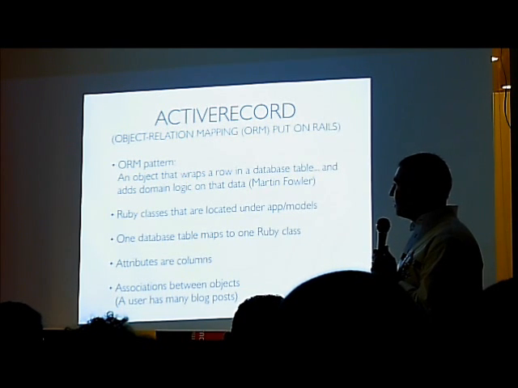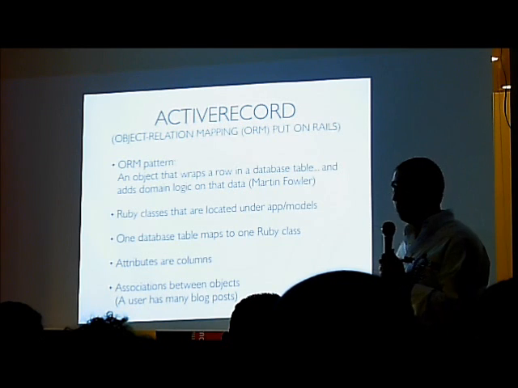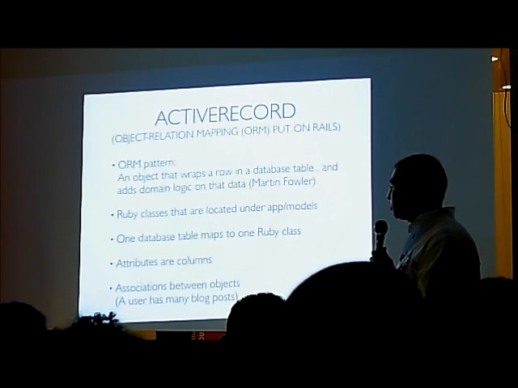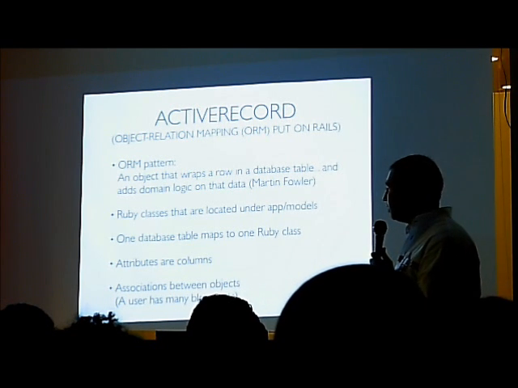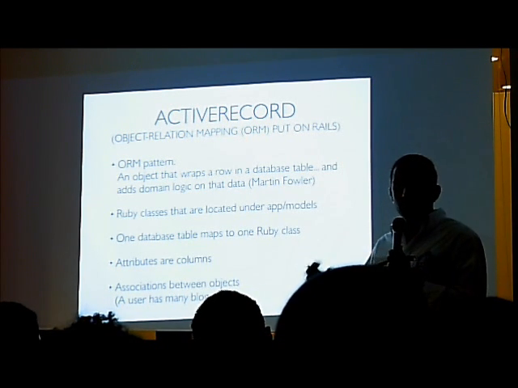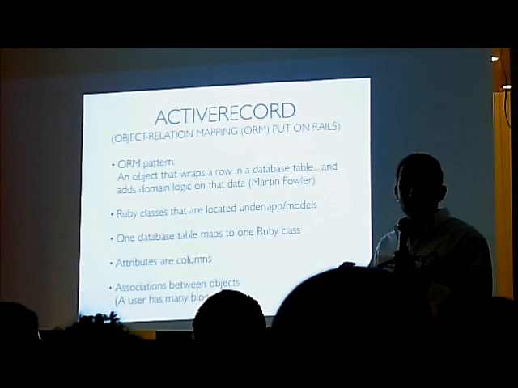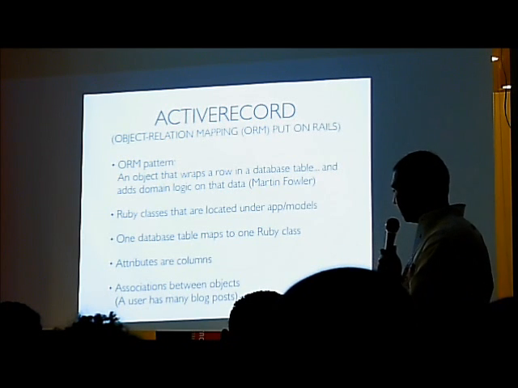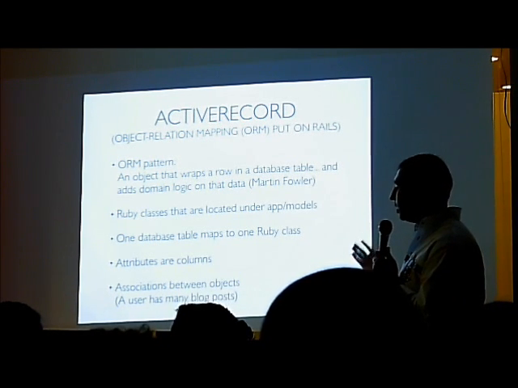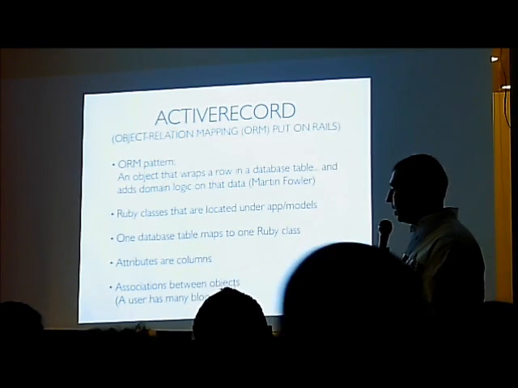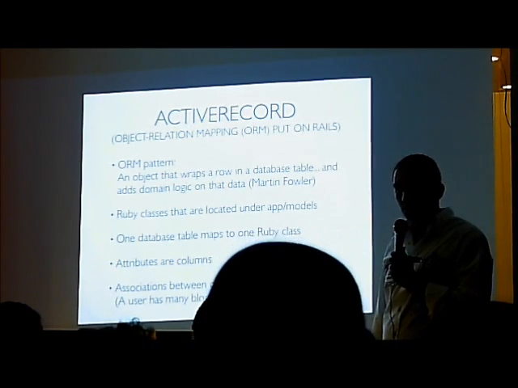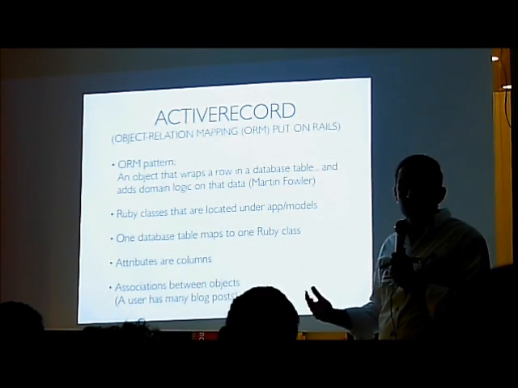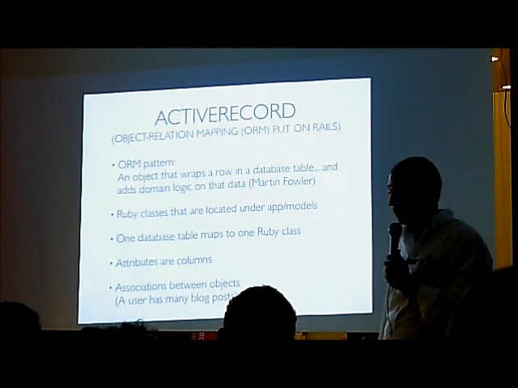Active Record classes are Ruby classes that are located under app models inside the application. One database table maps to one Ruby class. Attributes are columns, so all the columns in the table are mapped onto the object that Ruby refers to, and they are attributes on that object. Active Record also allows associations between different classes and objects. For example, a user has many blog posts. You can define this in your Active Record classes.